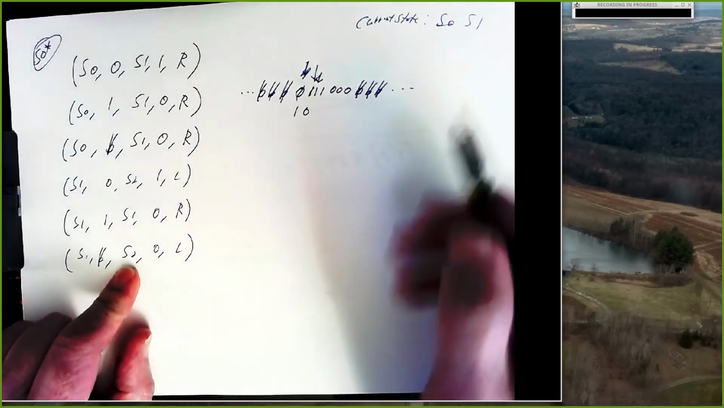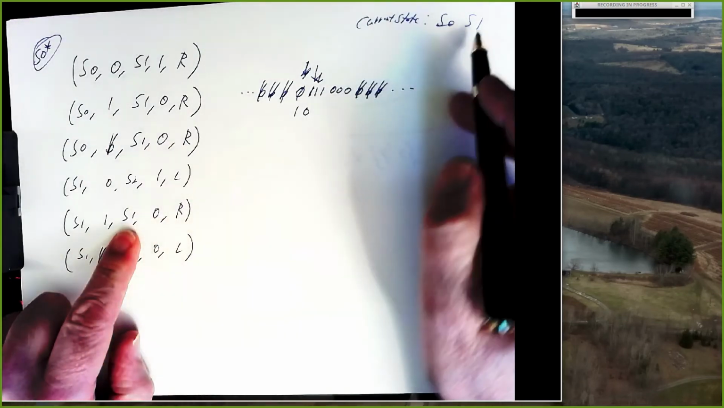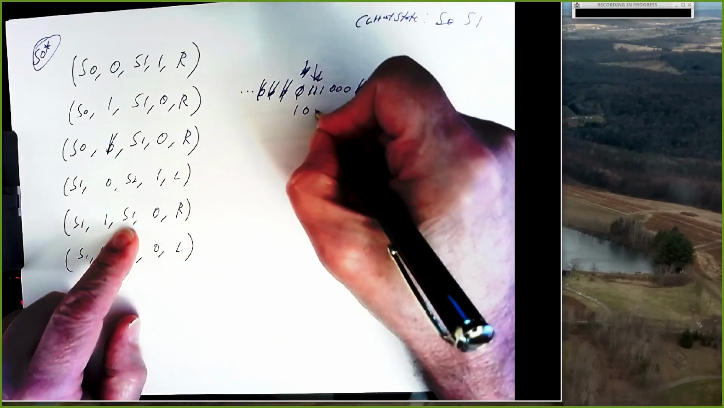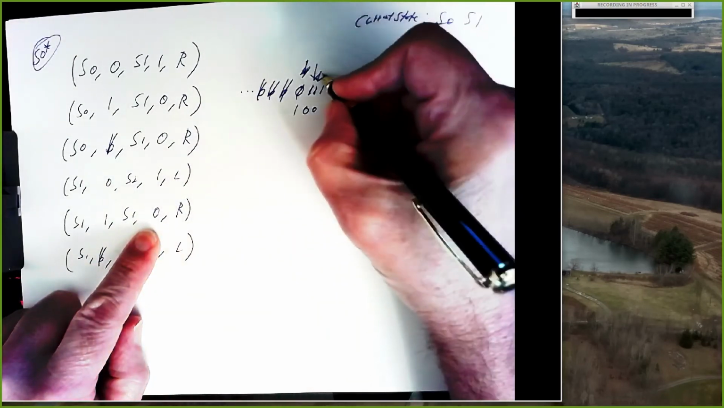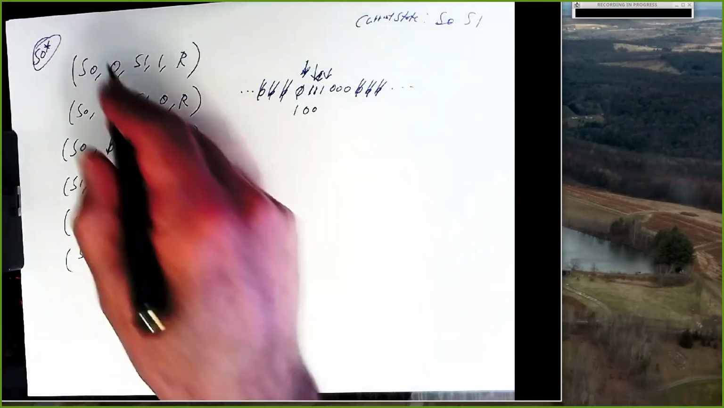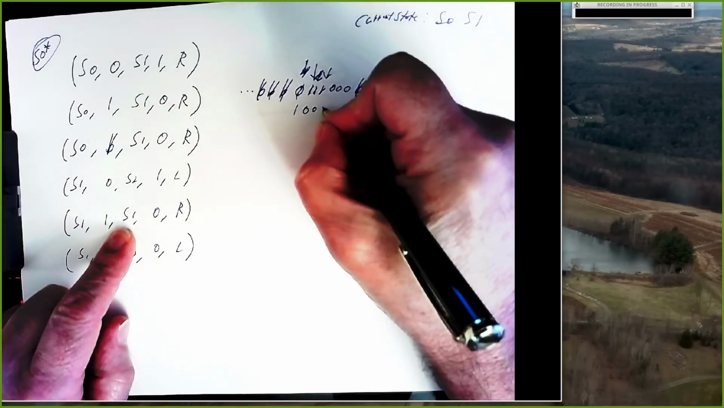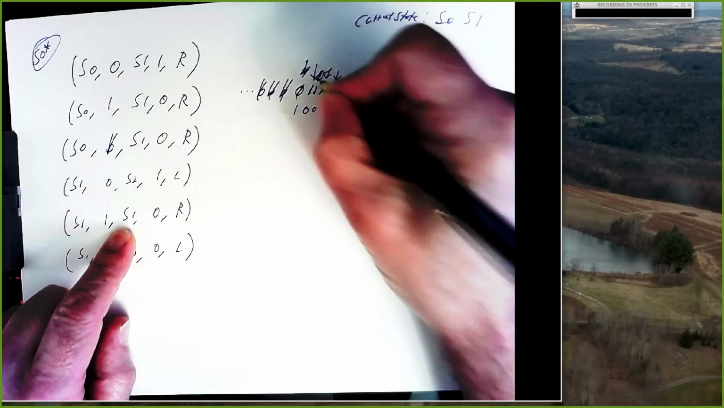Go back to the top. We're in state S1, and we have a 1, S1, 1. Stay in state S1, change this to a 0, and move to the right. Back to the top. We're in S1, we have a 1. Hey, we just saw that. Stay in state S1, change this to a 0, go to the right.